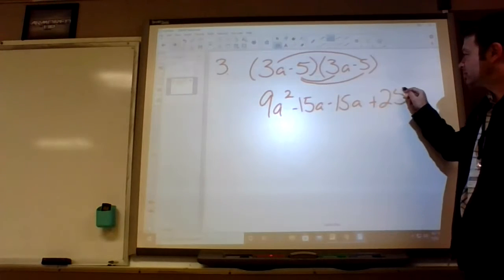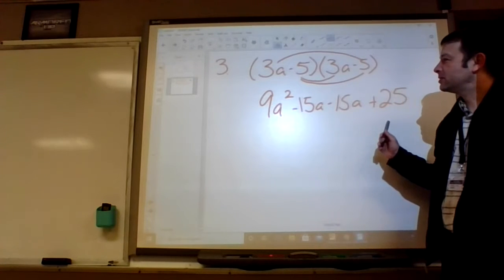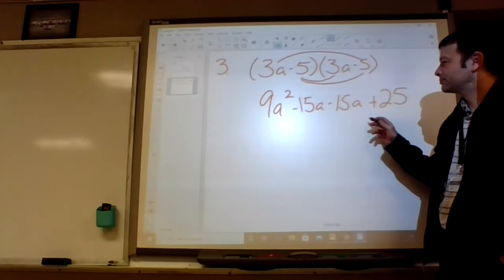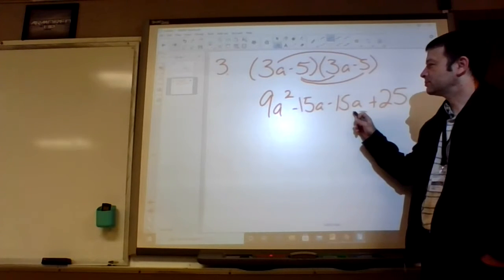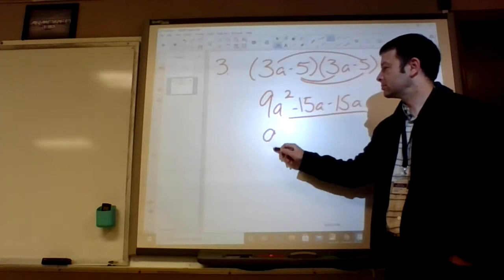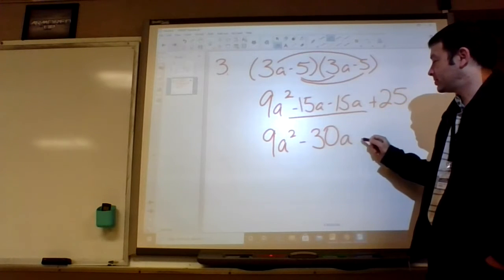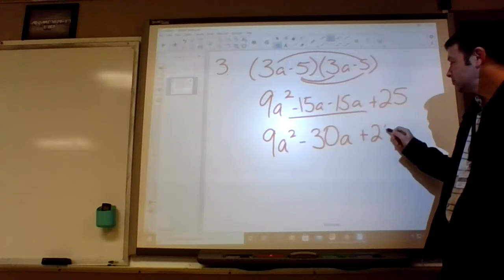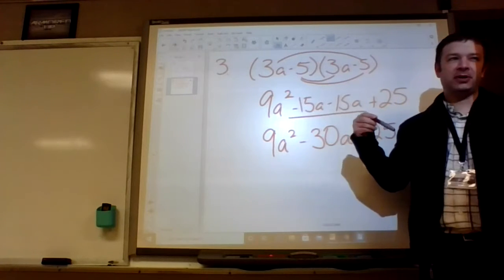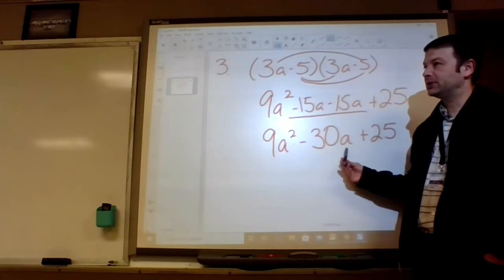Okay, where did you get minus 9 squared from? 9a squared. I tried to do it in my head, I didn't see it. Okay, what else can we do? Simplify it. What's the middle term gonna be? Minus 30. Why isn't it minus 30a squared? Because we're adding, not multiplying. A times a is a squared, but when you're adding, minus 15 and minus 15 is minus 30 of the same thing.